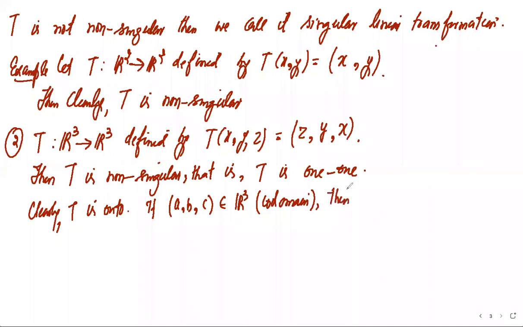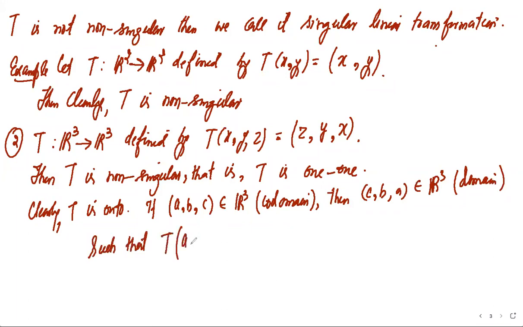then CBA belongs to R cube, which is the domain, such that T of CBA is equal to ABC. ठीक है? So once we have a linear transformation which is 1-1 and onto, so it is an invertible linear transformation, thus we can find the inverse.